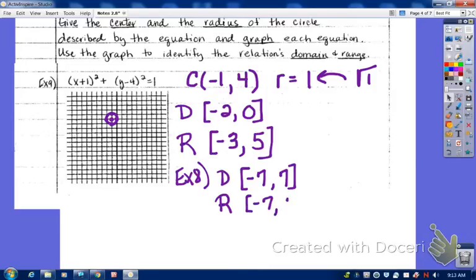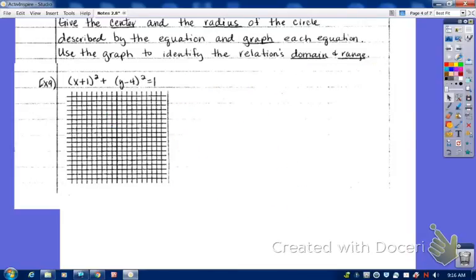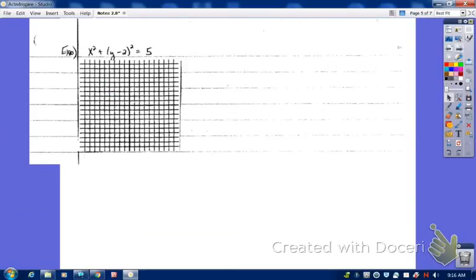-7 to +7. Do you think the domain and the range will always be the same if the center of the circle is at the origin? Yes, it will be. The domain and the range will always be the same if the center of the circle is at the origin. That's not true if the center of the circle is not at the origin. All right, example 10, same thing. The equation of the circle is already there for you. You're supposed to tell me what the center is.